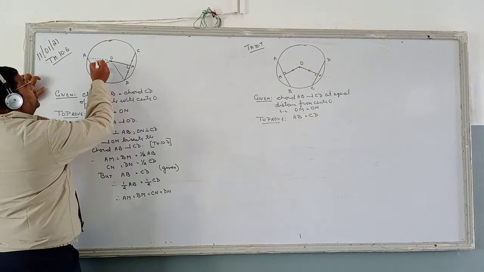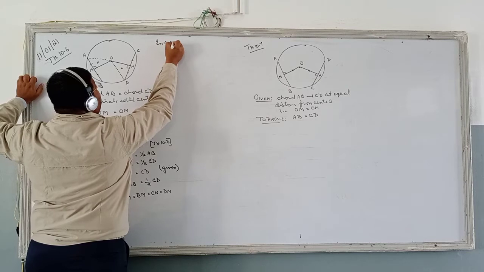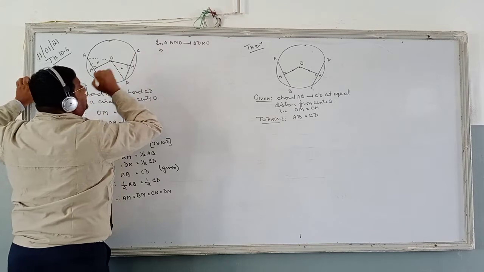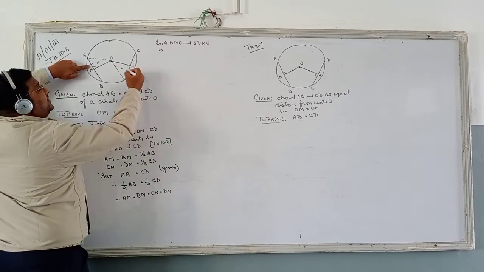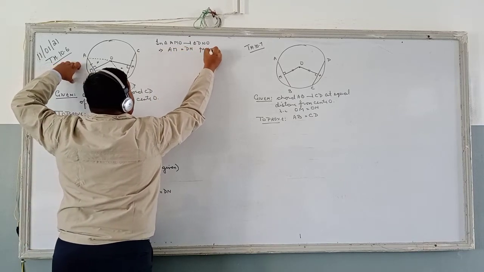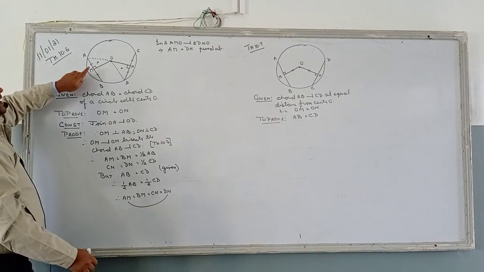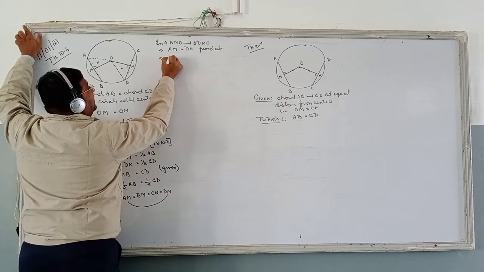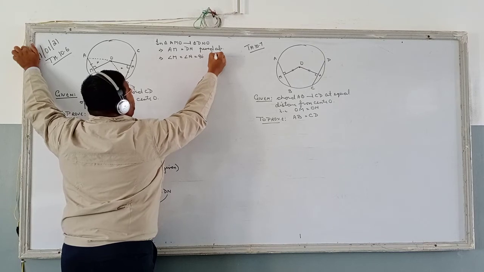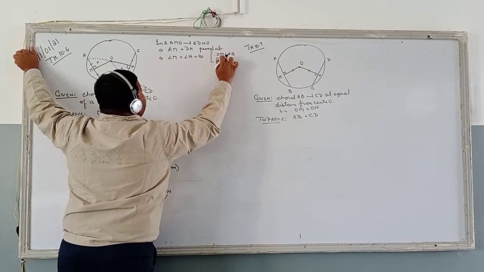Right. Now we come down to these two triangles, triangle AMO and triangle DNO. In triangle AMO and triangle DNO, AM equals DN, proved above. Yes or no? Okay. Angle M equals angle N equals 90, given, because OM is perpendicular to AB and ON is perpendicular to CD.